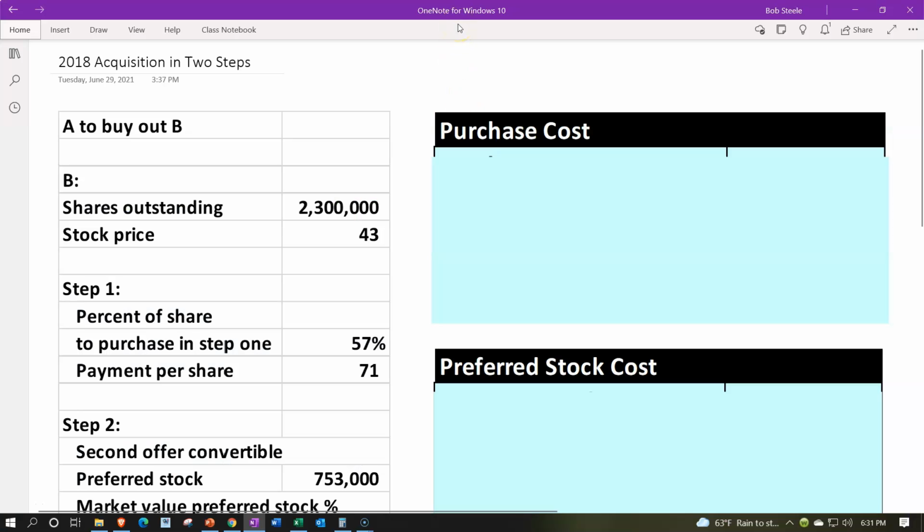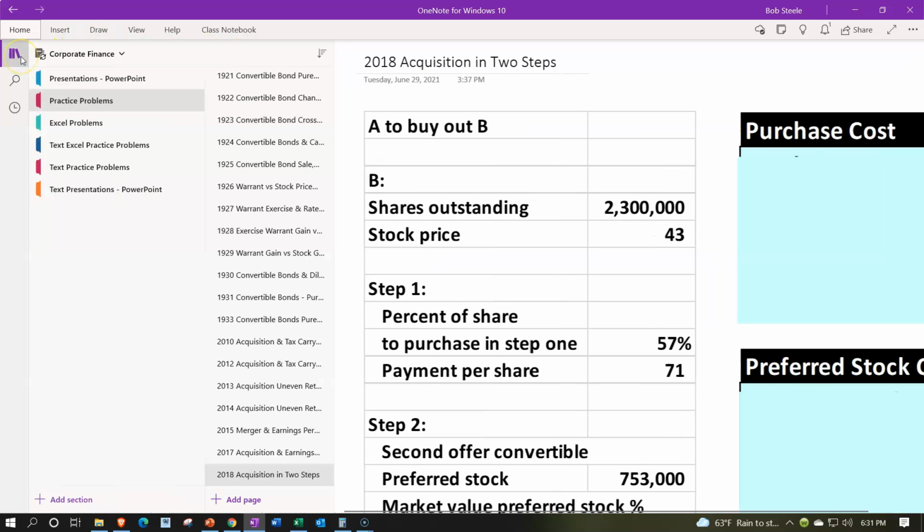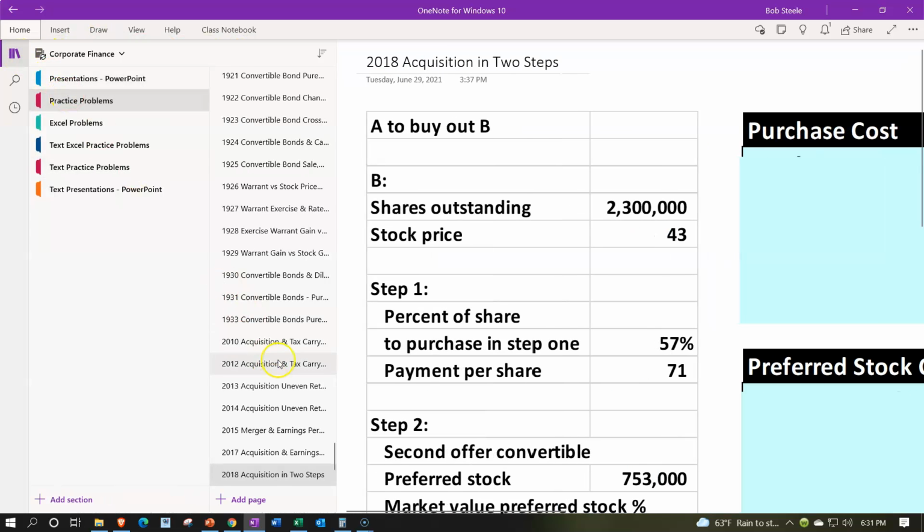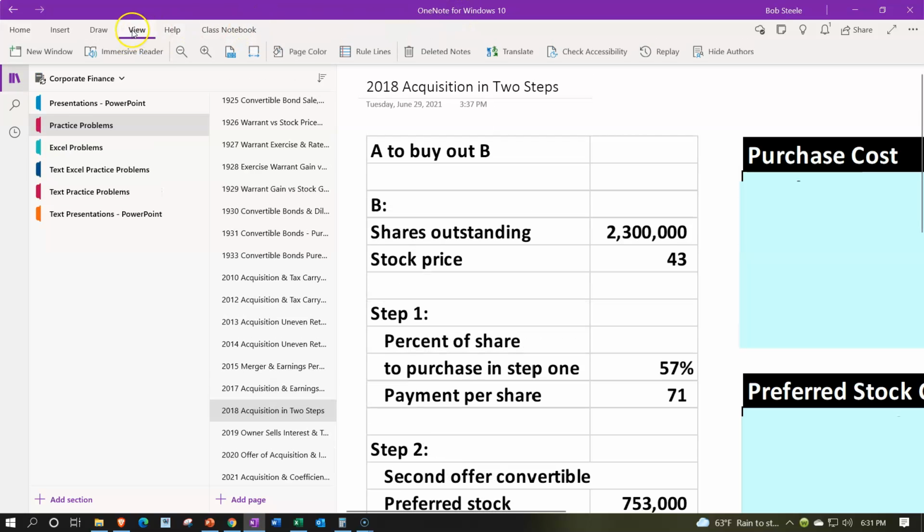If you have access to OneNote and would like to follow along, you're not required to, but if you would like to, we're in the icon on the left-hand side, the Practice Problems tab, down in the 2018 Acquisition in 2 Steps tab. Also note, when using OneNote, look at the Immersive Reader tool. Our presentations will also be in the text area, same name, same number, but with transcripts. Transcripts can be translated into multiple different languages and either listened to or read in them.